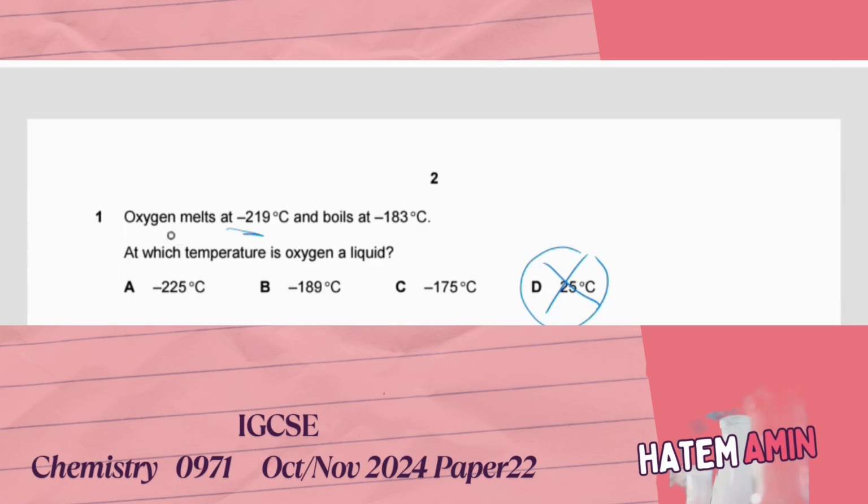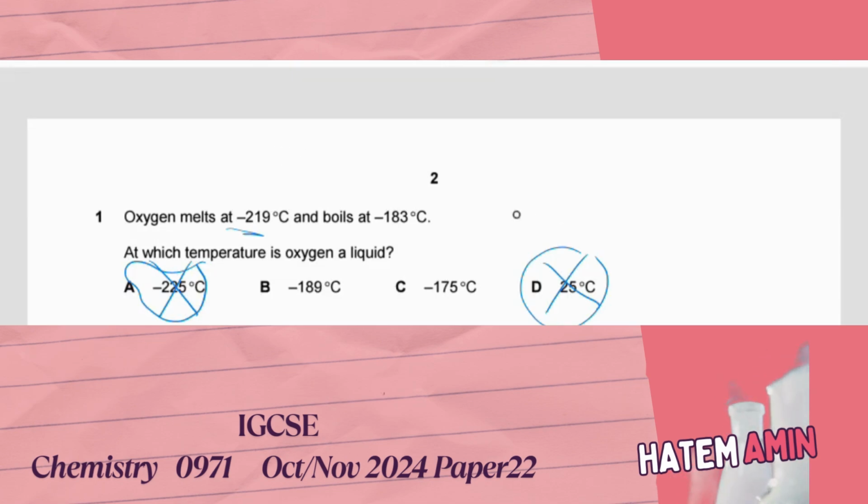Now he is saying here the oxygen melts at minus 219. So less than minus 219, I mean lower in degrees, like minus 225, at all these temperatures the oxygen will be solid. Why? Because it will start to melt at this temperature.